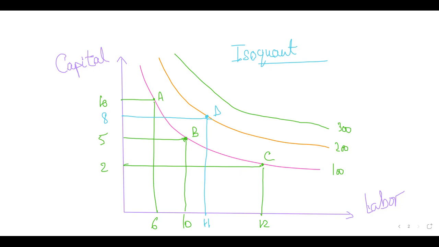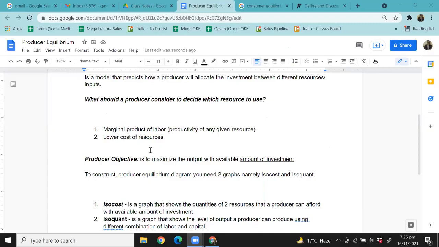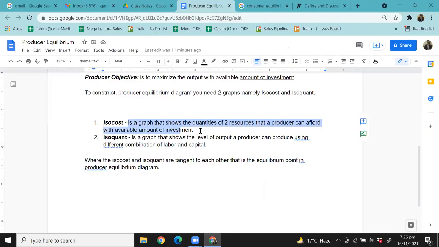So coming back to the definition, so that we get a better idea of what isoquant and isocost show. Isocost is a graph. Can you see my screen, students? Isocost is a graph that shows the quantities of two resources, usually labor and capital. So write this down.